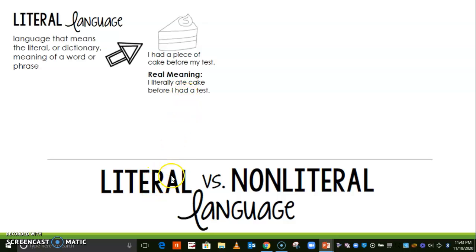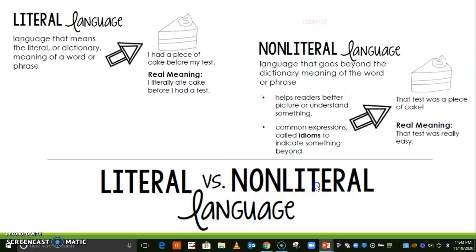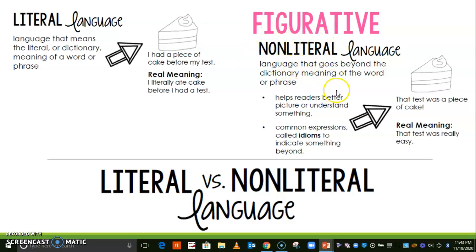Literal language. Now that takes us to non-literal language. Remember, we know non-literal as figurative language. They are the same thing. Non-literal language or figurative language is language that goes beyond the dictionary meaning of the word or phrase. So for example, that test was a piece of cake. The real meaning is that test was really easy.